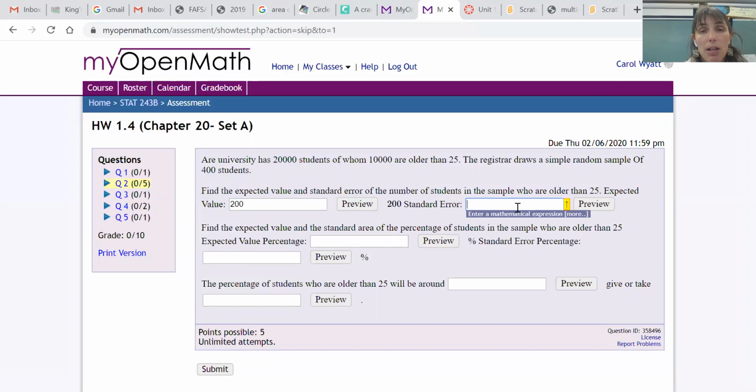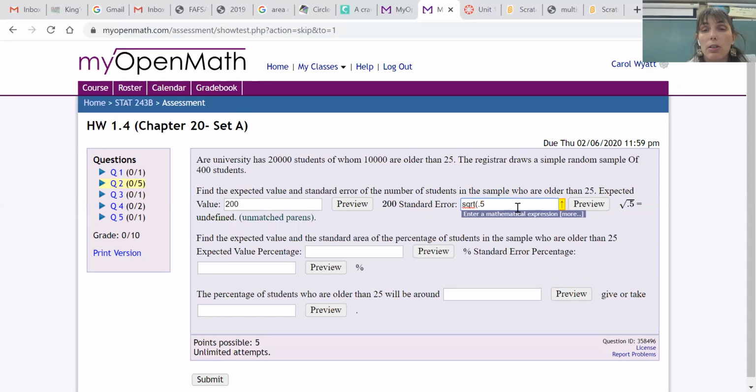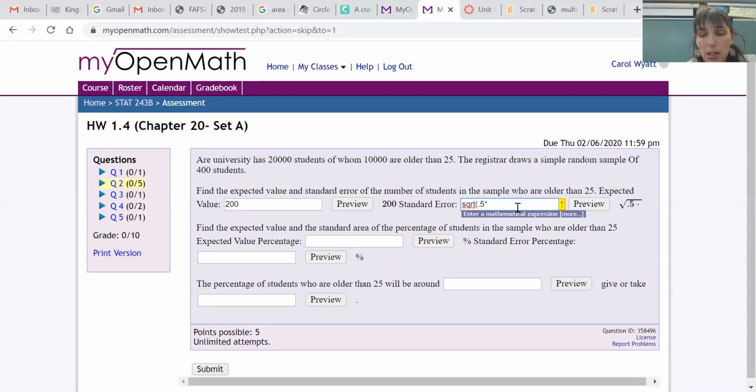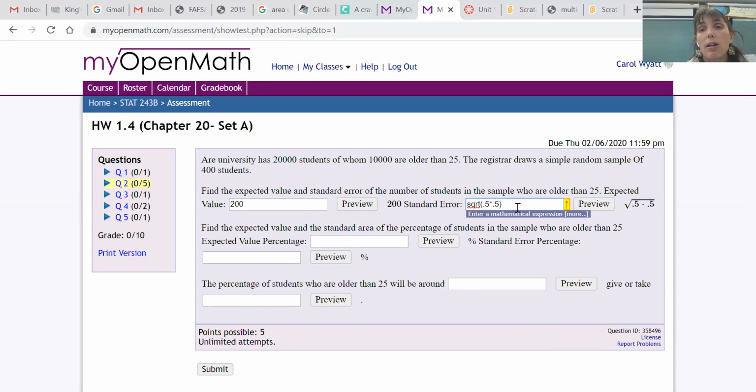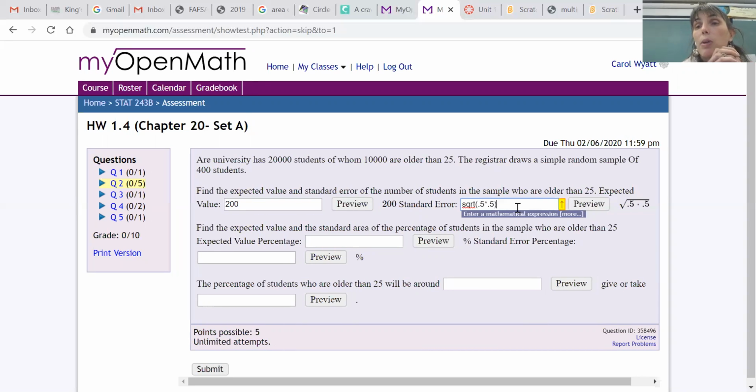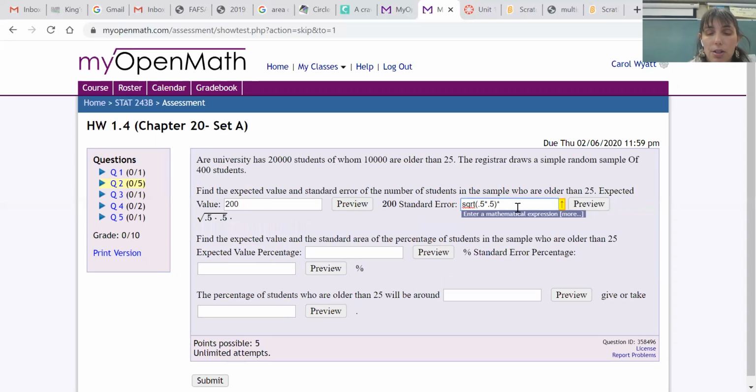Our standard error then, in this case, is the square root of the percent of those who are older than 25 times the percent of those who are not. That is our standard deviation. Remember, it's the box standard deviation times the square root of 400, which is 20. Right, so we get that. All right, for the expected value of the percentage, we take that 200 divided by 400.